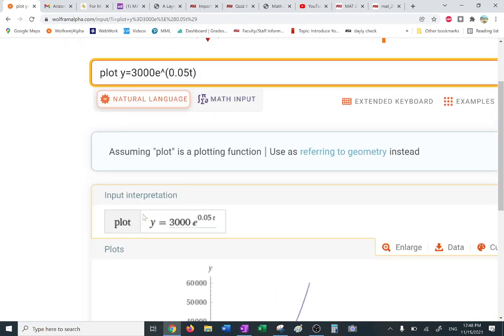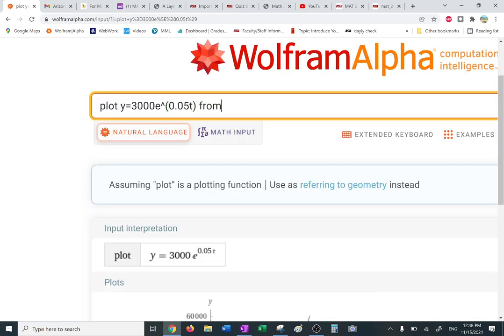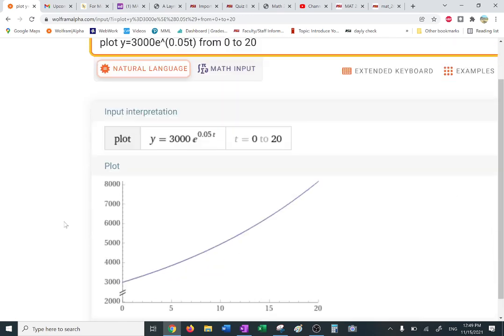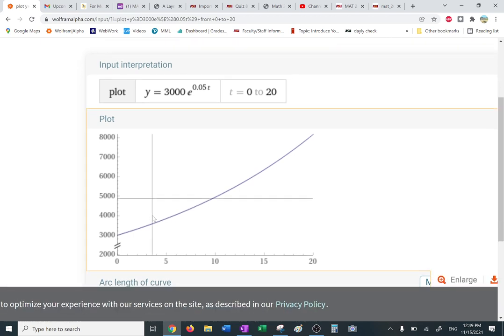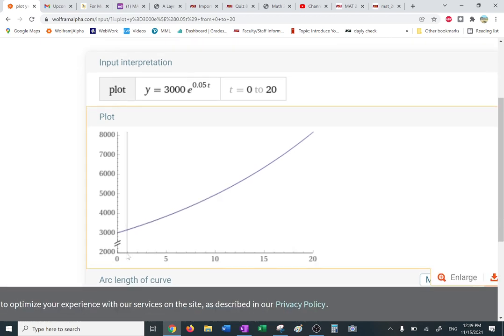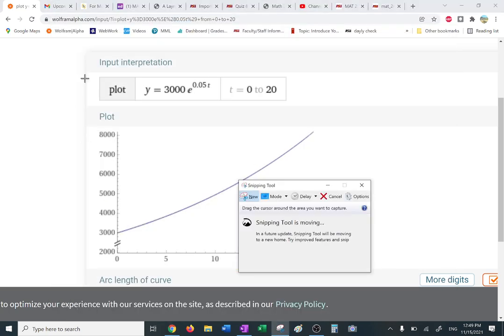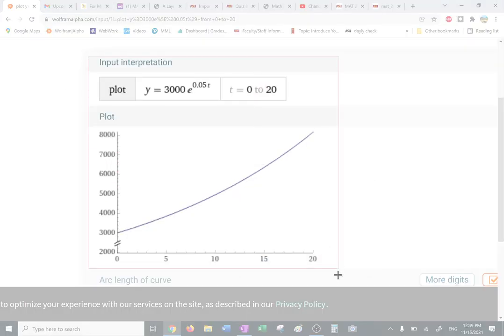Let me do it from 0 to 20 to zoom in a little bit. From 0 to 20, it's an exponential function looking like this. We are asked only about from 1 to 10. So the area here, no, we change it from 1 to 10.